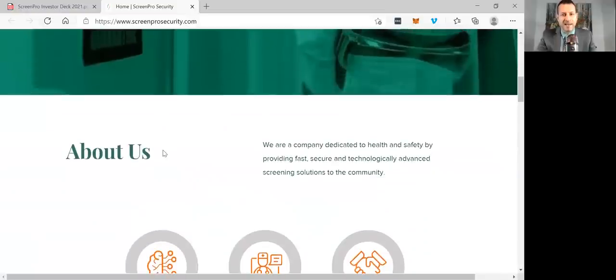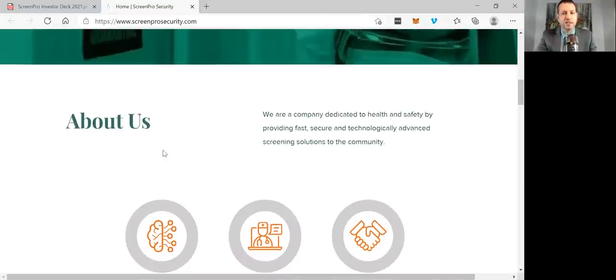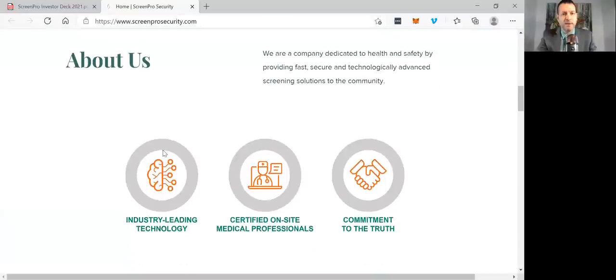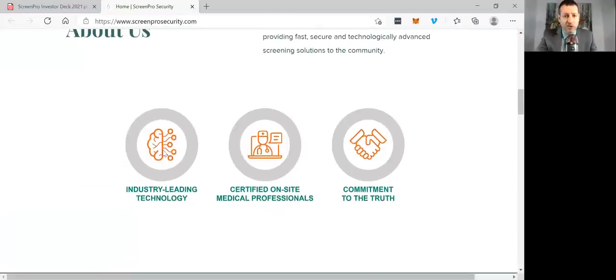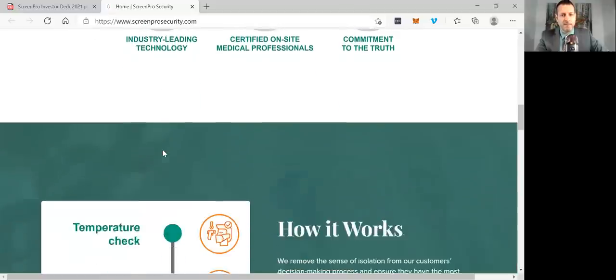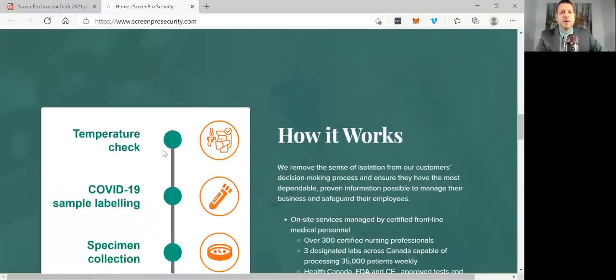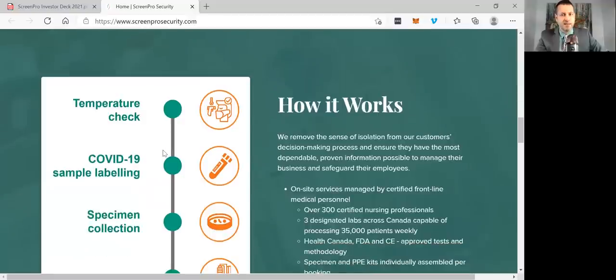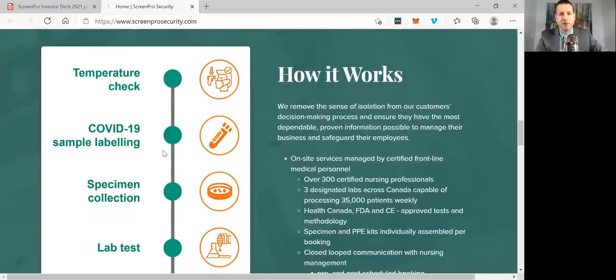We are a company dedicated to health and safety by providing fast, secure, and technologically advanced screening solutions to the community. So they have industry-leading technology, certified on-site medical professionals, and a commitment to the truth. How does it work? We remove the sense of isolation from our customers' decision-making process and ensure they have the most dependable, proven information possible to manage their business and safeguard their employees.